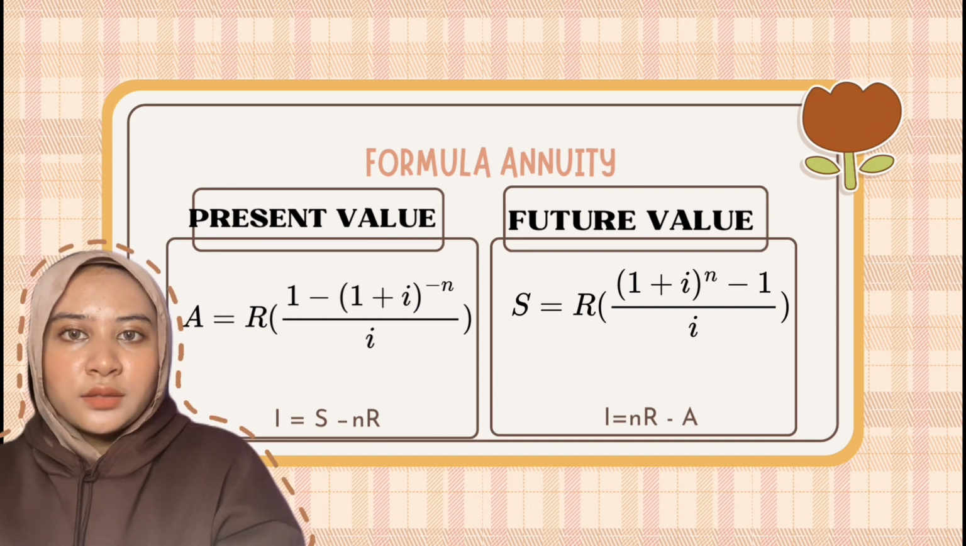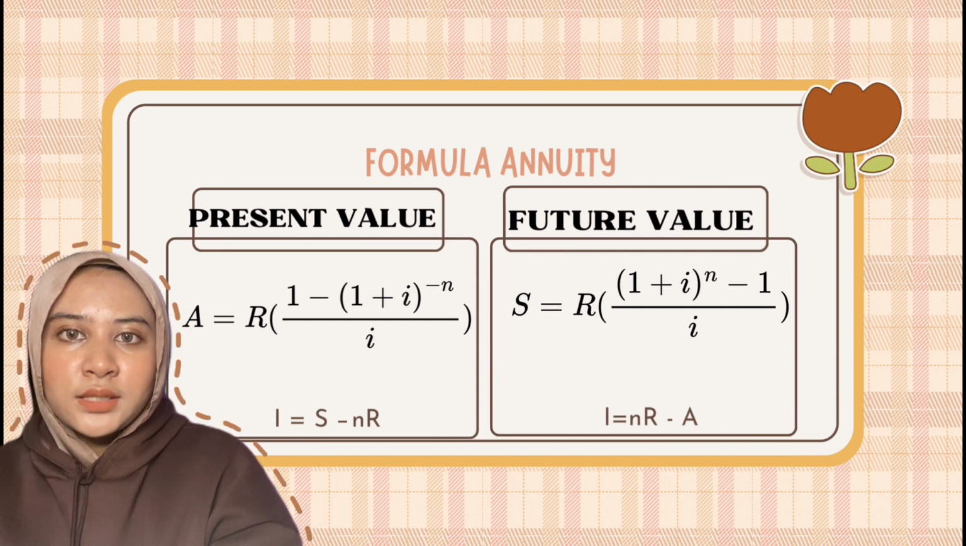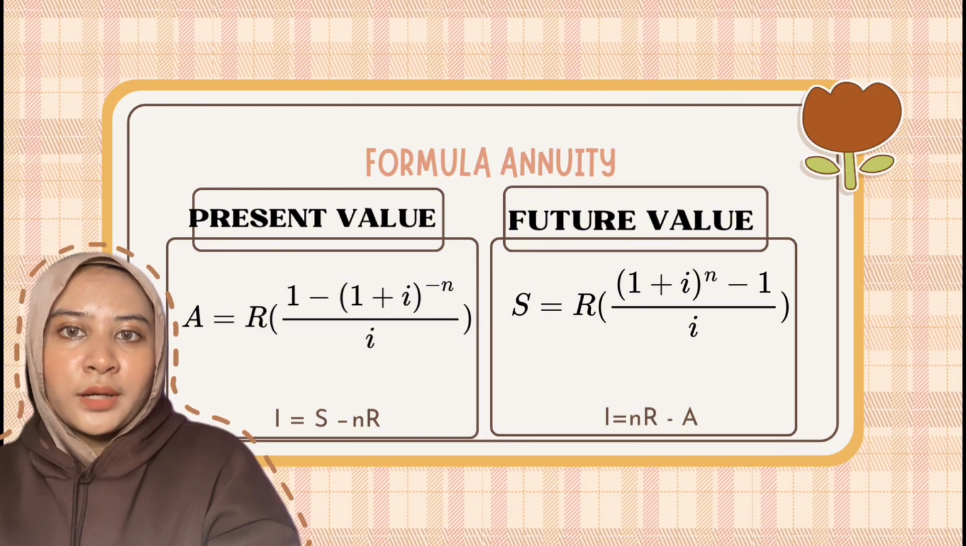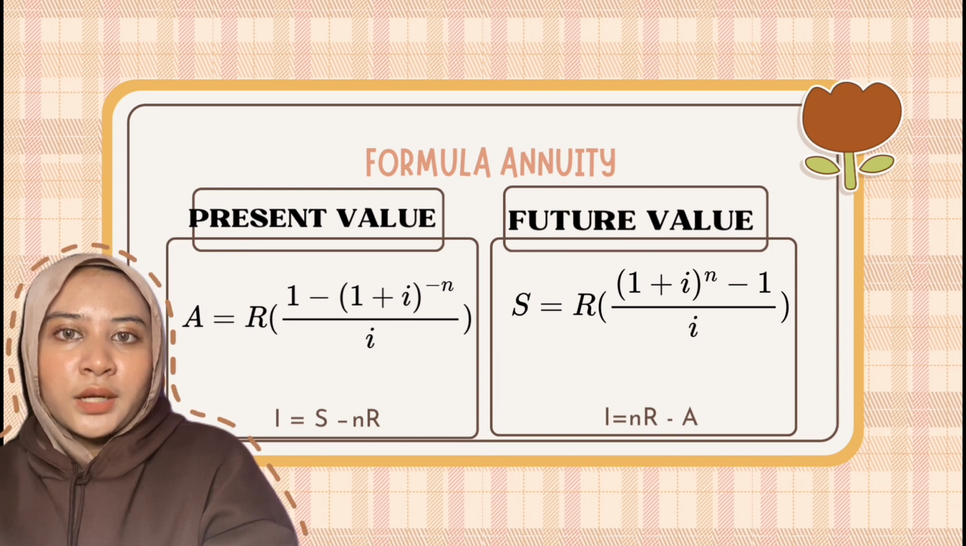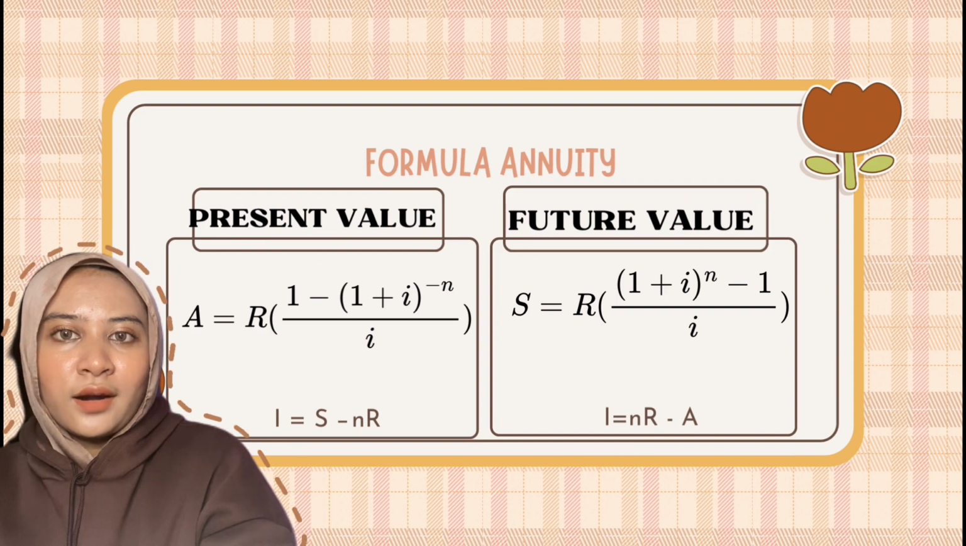The second one is for future value, which is S equals R in bracket (1 plus i) to the power of n minus 1, per i. And the other one is I equals S minus nR, where S refers to the maturity value and nR is the total payment.